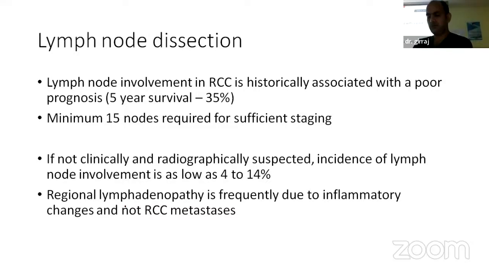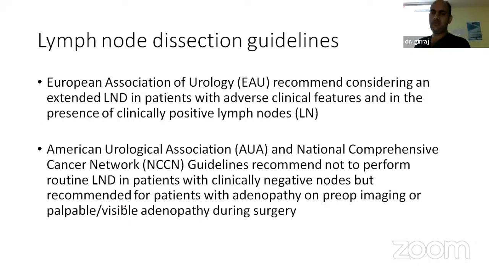Lymph node dissection guidelines. The European Association of Urology recommends considering lymphadenectomy in patients with adverse clinical features and in the presence of clinically palpable lymph nodes or lymph nodes present on imaging. The American Urological Association and NCCN guidelines recommend not performing routine lymph node dissection.